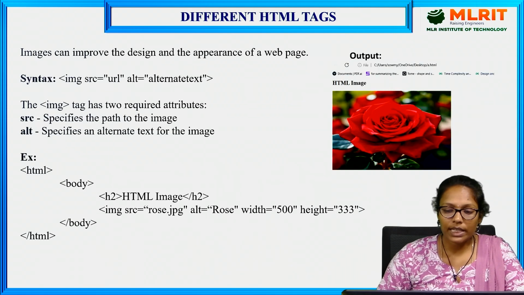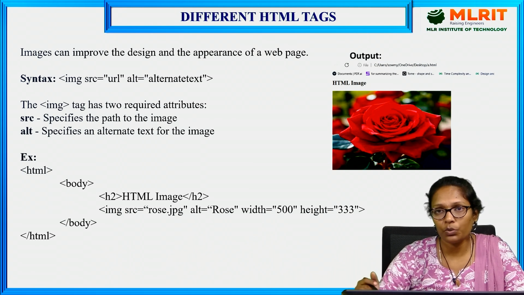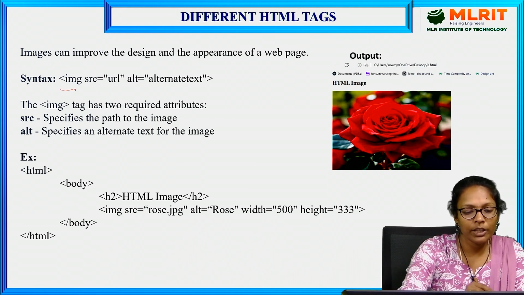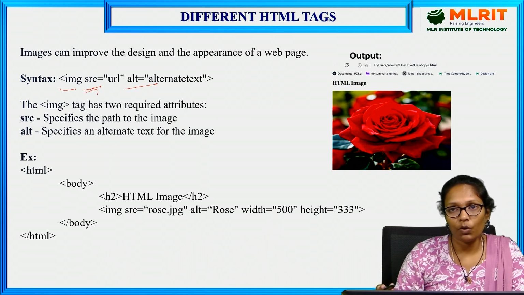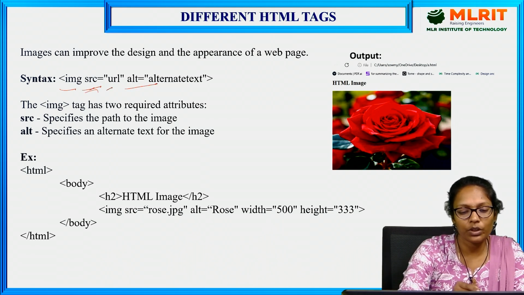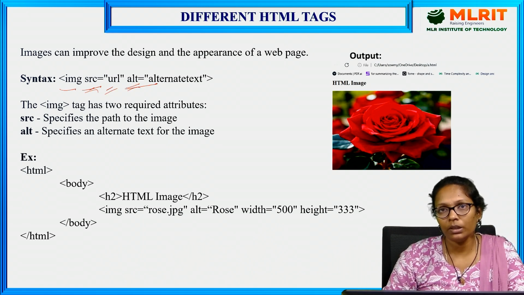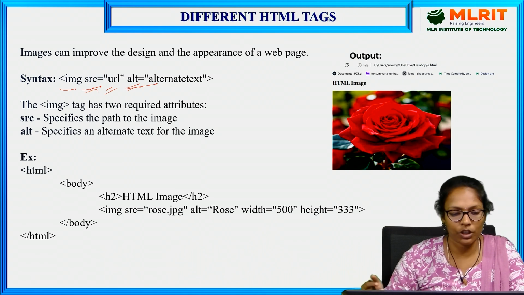Next is the image tag. If you want to display an image on your web page, you need to use the image tag. The basic syntax of the image tag is img, src and alt. Source is what image you want to display; that image name you have to give. And ALT is alternative text. If the image is not available, instead of showing an empty box, you can mention some text saying what the image is for, like rose image or peacock image.